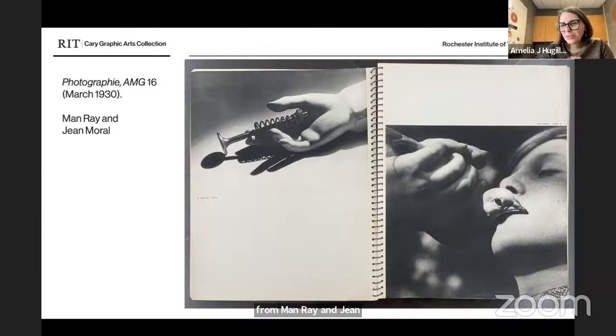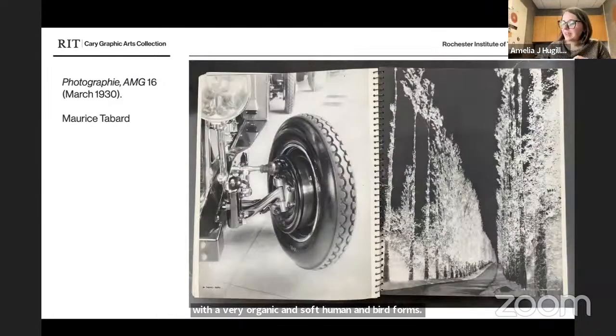This has such sumptuous negative space in the layout. And if you look at the truncated doll hand and that mechanical spring on the left side, paired with very organic and soft human and bird forms. Or perhaps this fantastic contrast in shiny advertising photography of that gleaming wheel paired with the eerie tonal reversal of a solarized landscape.